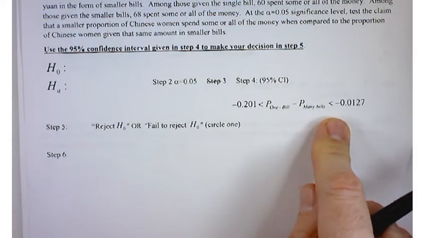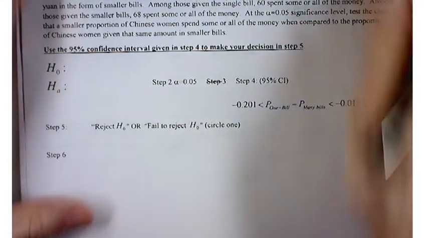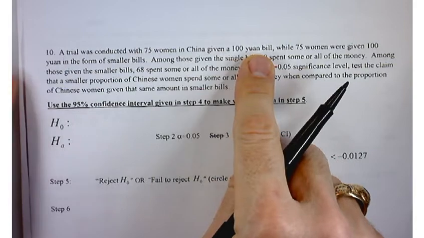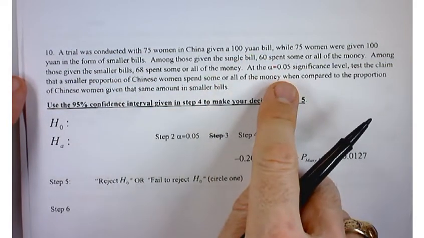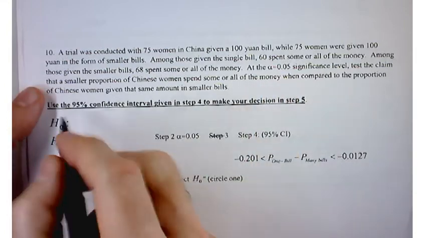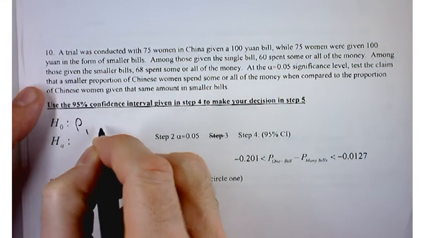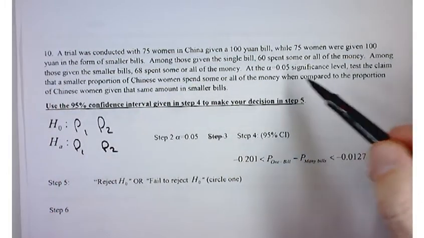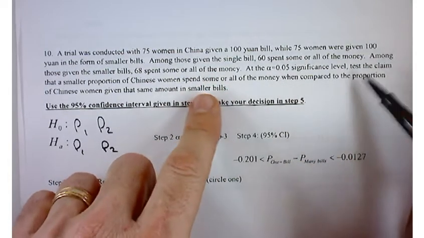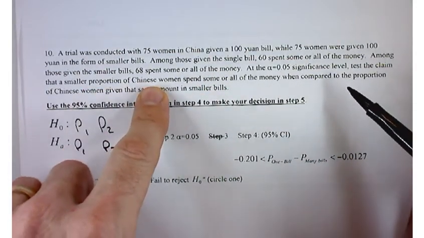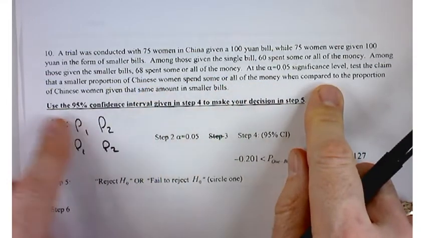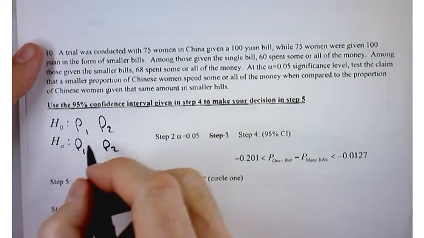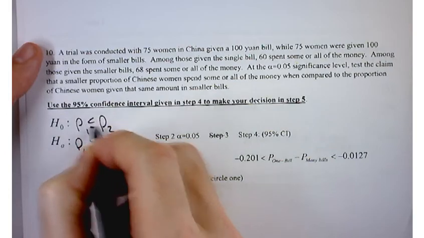So in problem number 10, you're going to have something with respect to 2 population proportions. Not sure how to summarize these population proportions. I'm just going to, for expediency, call it P1 and P2. P1 and P2. Test a claim that the smaller proportion of Chinese women spend some or all the money when compared to Chinese women given the same amount in smaller bills. So it's going to be a greater than in one direction or another.